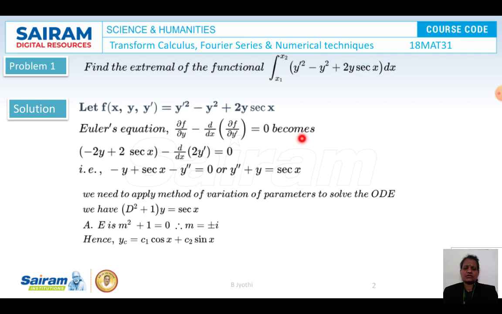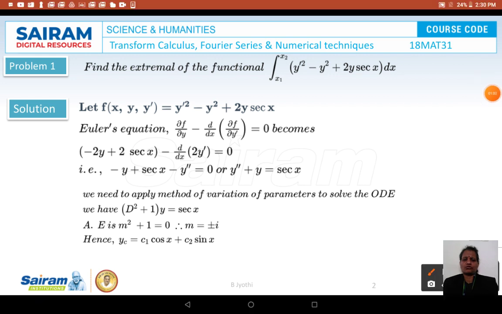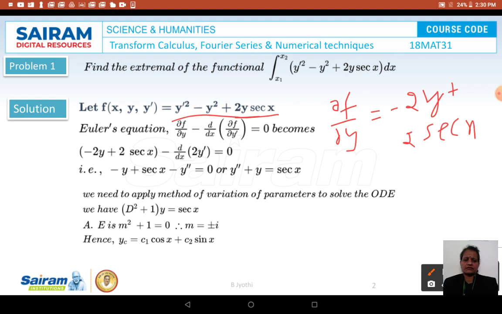Then substitute dou f by dou y and dou f by dou y dash in the Euler's equation, where f is given by this equation. Let's find out what is dou f by dou y from this equation. That is minus 2y, and in 2y sec x, sec x and 2 will be constants. Therefore we get plus 2 sec x. This is what has been substituted in this equation.